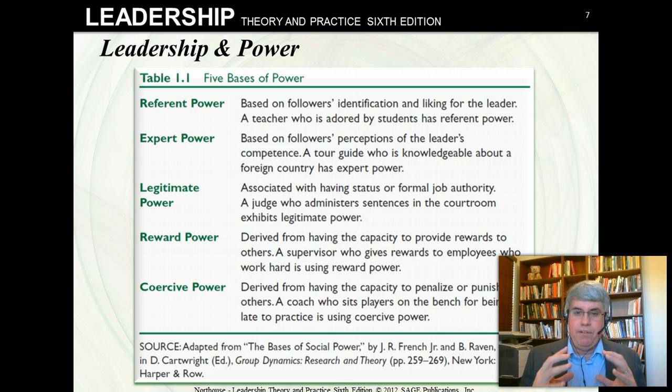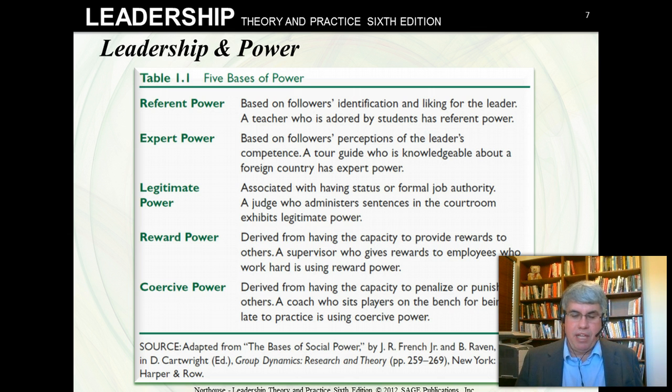And so if you're somewhere in the hierarchy where you can influence other people because everybody has agreed, because of cultural beliefs, that you should have that power to make those decisions, you have what's known as legitimate power.